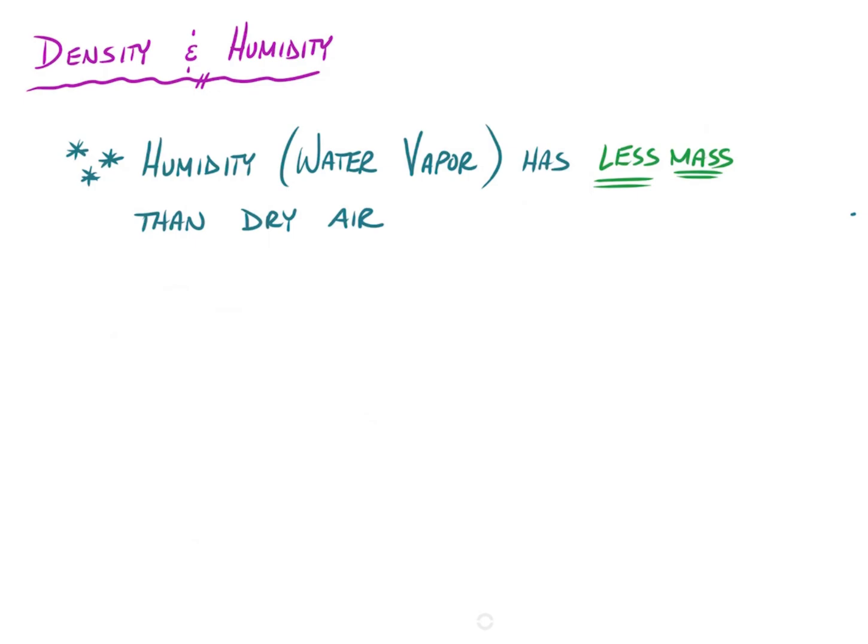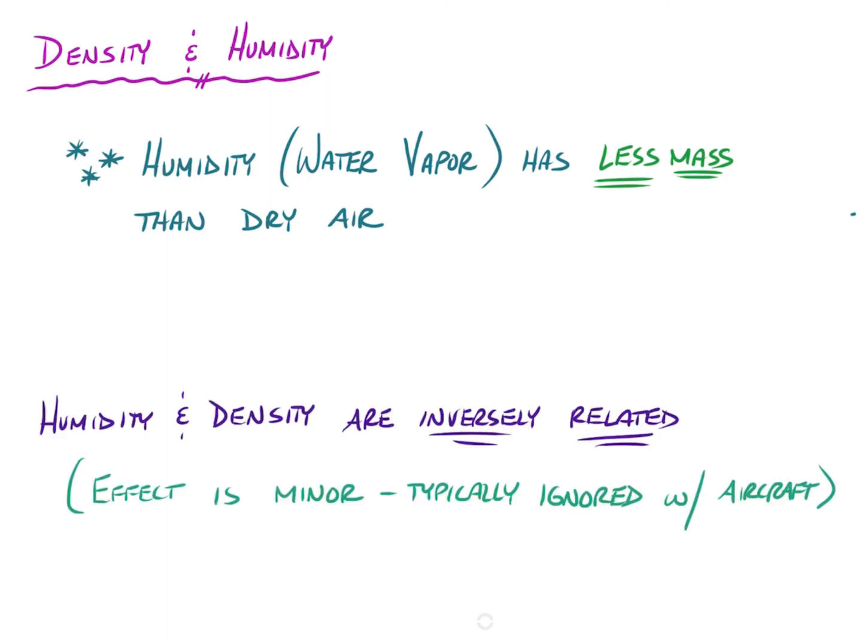The last one would be density and humidity. The humidity, which is water vapor in the air, seems counterintuitive, but there's less mass than just dry air. When humidity mixes in with the air, there's actually less mass than dry air. So because you have less mass in the same volume of space, they are inversely related. As humidity goes up, density goes down, but the effect is really minor, so we can pretty much ignore that. We're not going to look at that in our calculations, but it's important to note that as humidity increases, air density decreases, but not really to the point where it would ever drastically affect aircraft performance.